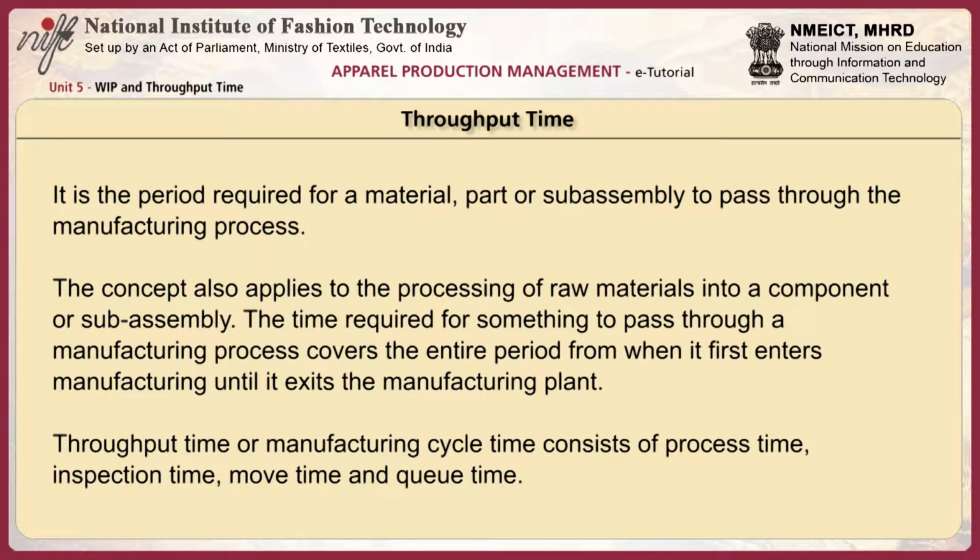The time required for something to pass through a manufacturing process covers the entire period from when it first enters the manufacturing unit until it exits the manufacturing plant. Throughput time, or to put in simpler terms, manufacturing cycle time, consists of 4 major parts. The first one is process time, inspection time, move time, and queue time.